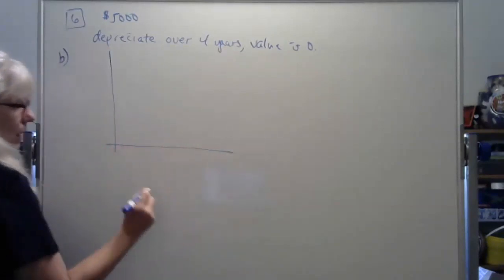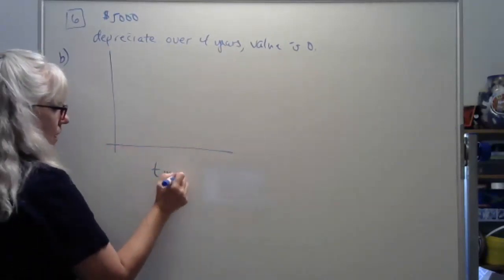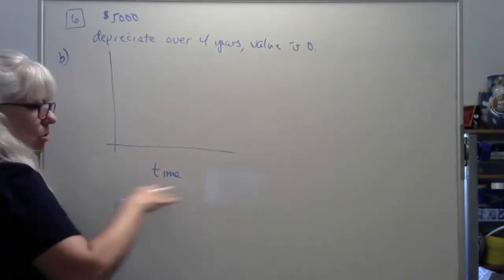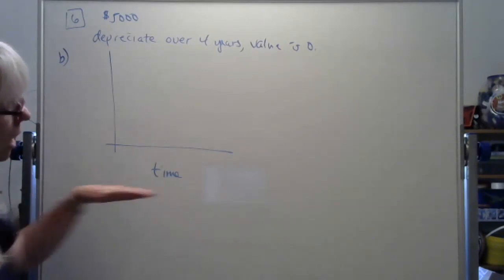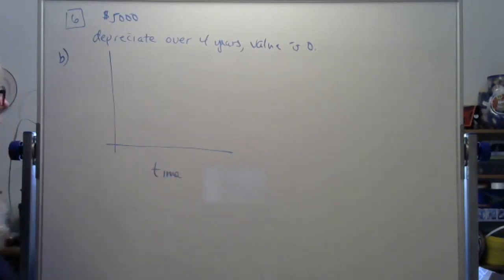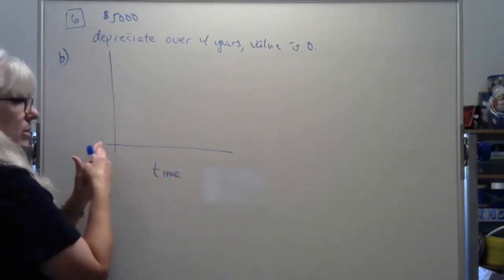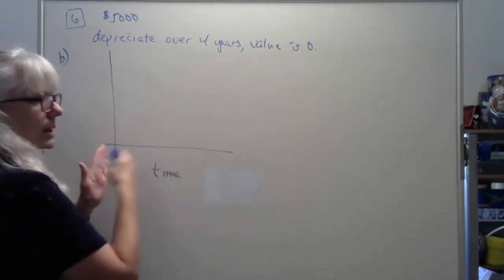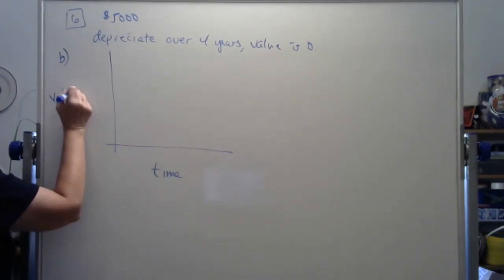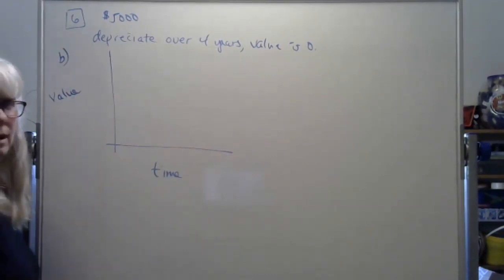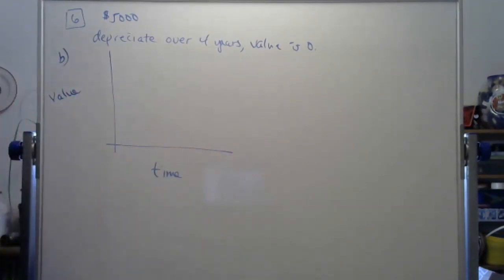We know it's a line. In terms of the variables, time is always on your horizontal axis. Anytime a function involves time, it's always the horizontal axis. And that makes sense because the time is the one thing that we know is going from left to right, moving forward, getting bigger. The other axis over here is going to be the value of that computer as time progresses.